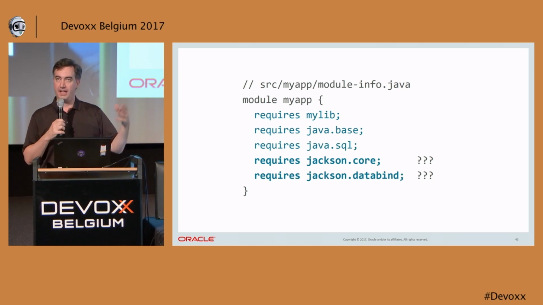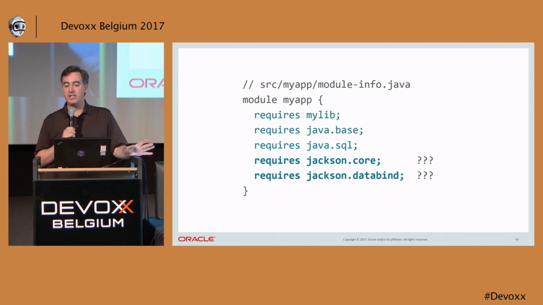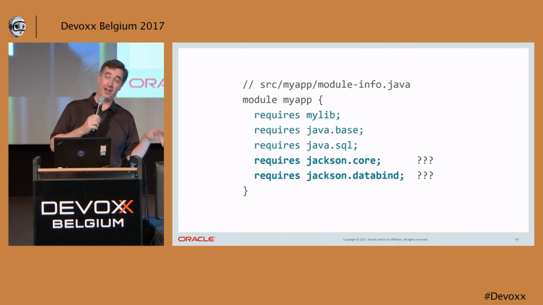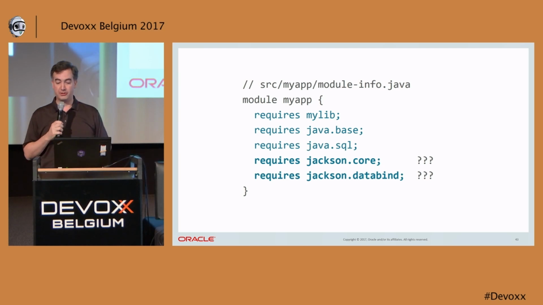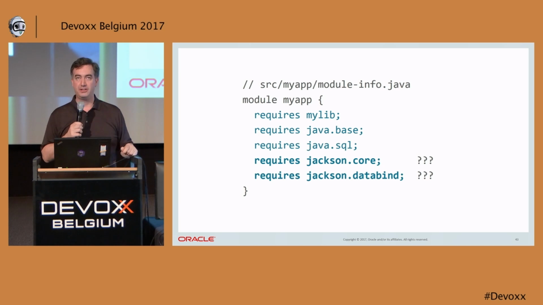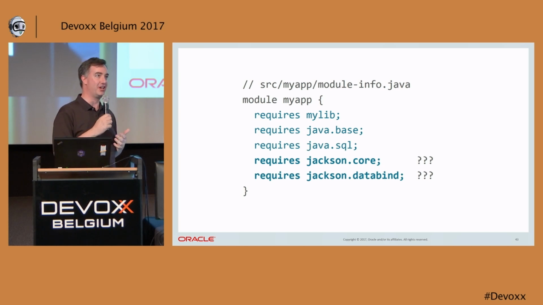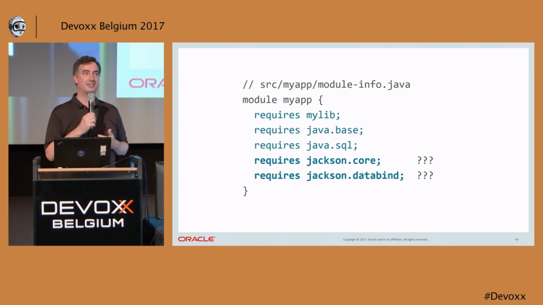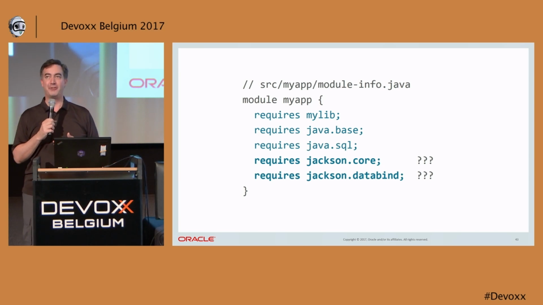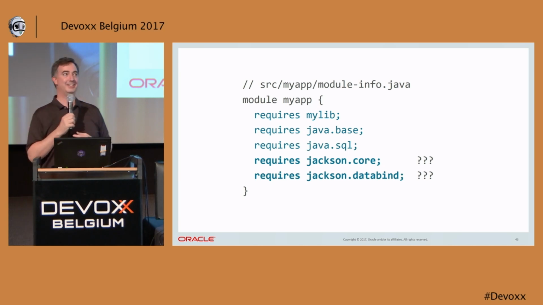Let's turn to the module declaration for myapp. It requires mylib and those 2 JDK modules. And we know it's going to use Jackson, but we're not yet sure how to write the requires directives for Jackson, because Jackson isn't modularized. Does that mean that we, by we I mean you, have to turn Jackson into modules before you can modularize myapp? That would be unfortunate, since I assume no one in this room controls the Jackson jar files. Maybe there is a Jackson committer in this room. Is there a Jackson committer in this room? No, okay.